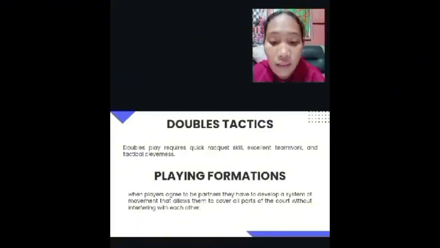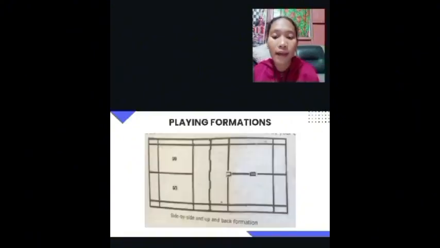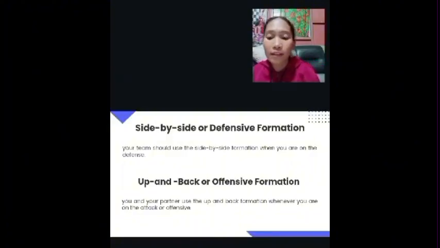You should learn when it is tactically advisable to use each of these three formations and how to attack each of them when they are used by your opponents. The first formation is the side by side, or defensive. These are examples of pictures of the playing formations. So the first is the side by side or defensive formation.